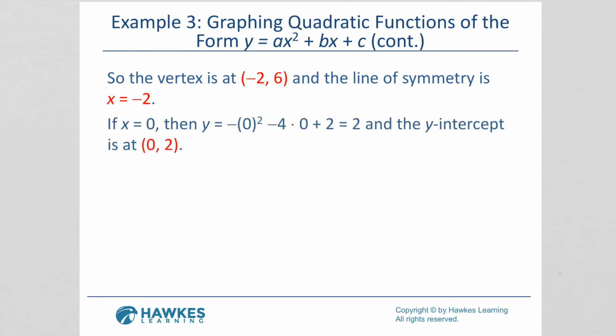If we plug 0 in for x, then we'll figure out what our y-intercept is. So in this case, y equals negative 0 squared minus 4 times 0 plus 2, which means our y-intercept is (0, 2).